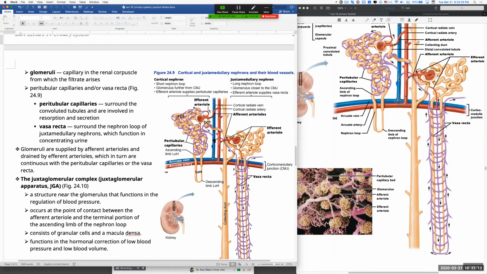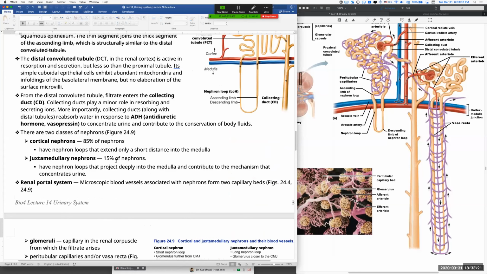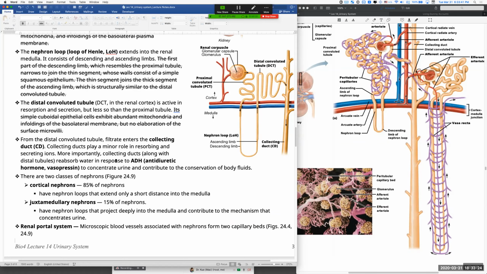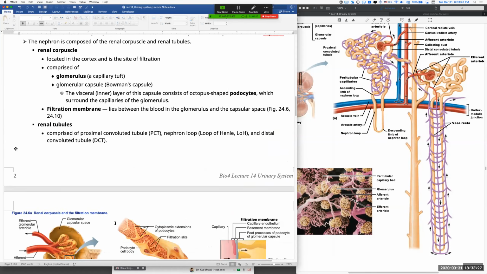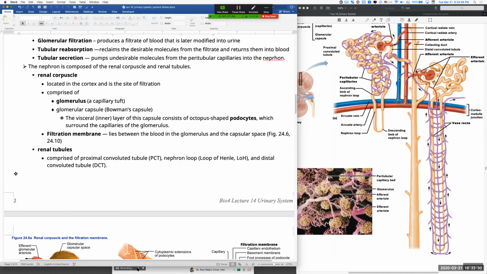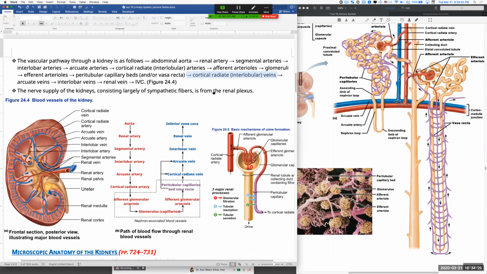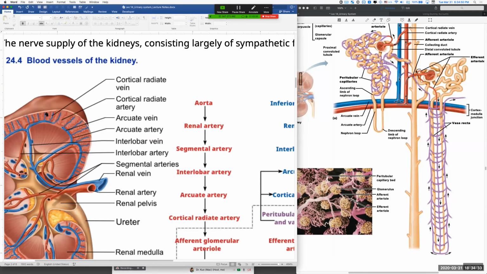I should have also mentioned earlier that cortical radiate arteries and veins have a different term: the interlobular arteries and veins. Let me just put that up here and I'll get back to you in just a second. Please do not confuse interlobular with interlobar. These are considered little cortical lobules, whereas this is a lobe. So interlobar is between the lobes. Interlobular is between the lobules.